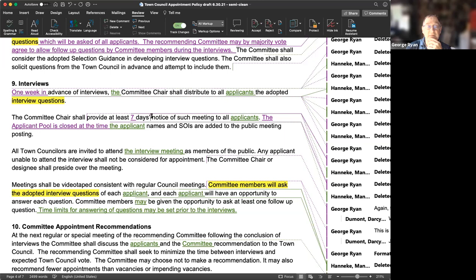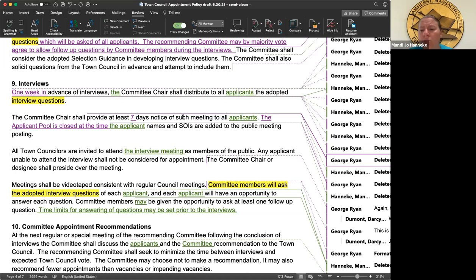Is that needed? Okay, maybe it is. My grammar is terrible. Of such meeting to all applicants. I'm not sure it's needed. I don't know. I don't like it. It looks wrong. The committee chair shall provide at least 7 days notice of such meeting. Now, what's "such" referring to? Of the meeting at which interviews take place.